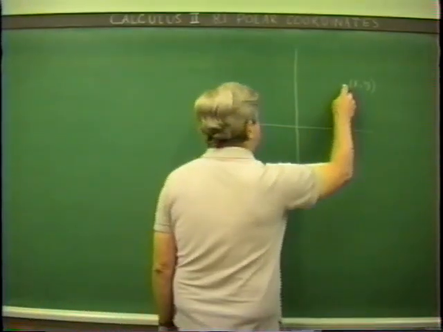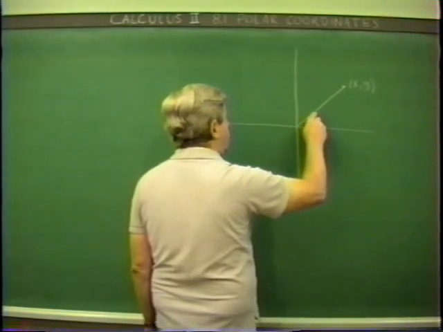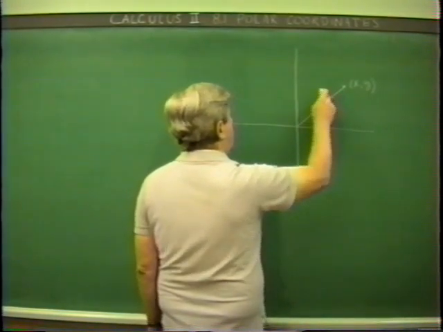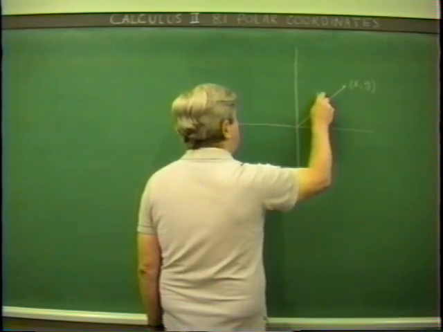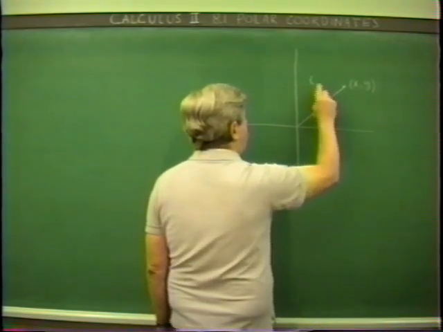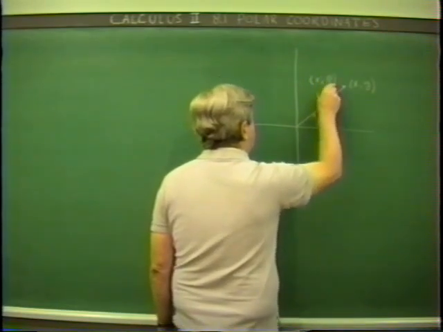Well, for the polar coordinate system, draw a line from the point to the origin. And we consider the point now to have two coordinates, the radius r and the angle theta. So corresponding to this point, x, y, is the pair r theta.